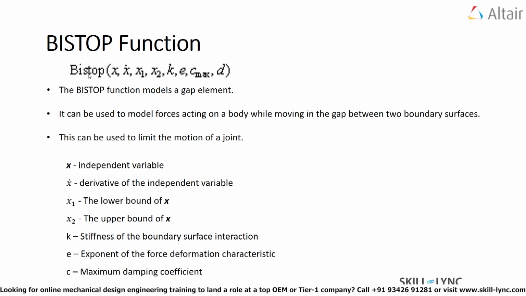The BISTOP function has this particular syntax wherein x stands for the independent variable, x dot is the derivative of this independent variable, x1 and x2 are the lower bound and the upper bound of the independent variable x, k stands for the stiffness of the boundary surface interaction, e stands for the exponent of the force deformation characteristic, c max stands for the maximum damping coefficient, and d stands for the penetration.